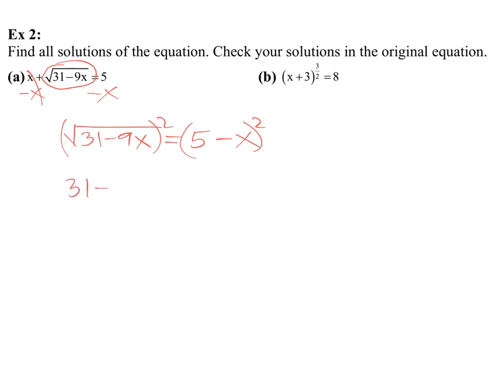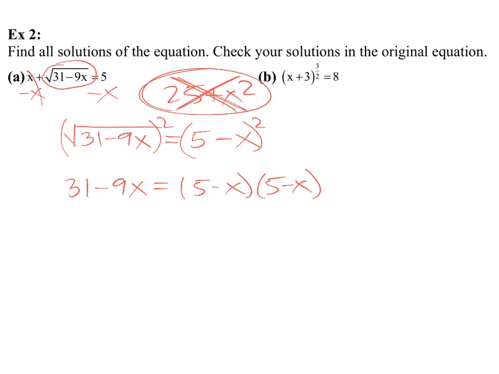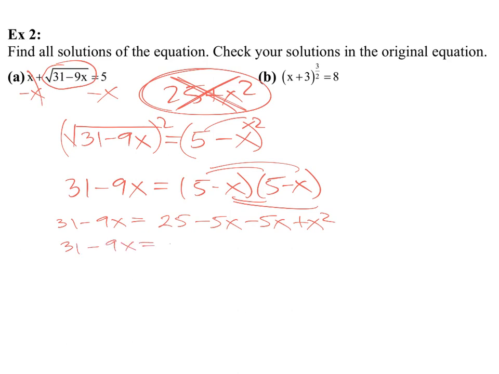All right, so I get 31 minus 9x, and I'm going to FOIL 5 minus x times 5 minus x. Please don't write this: 25 plus x squared. Do not do that. Okay, you can't distribute the square when you're working with a sum or a difference. All right, so I'm foiling, and I get 31 minus 9x is equal to 25 minus 5x minus 5x plus x squared. Now I have 31 minus 9x equals 25 minus 10x plus x squared.